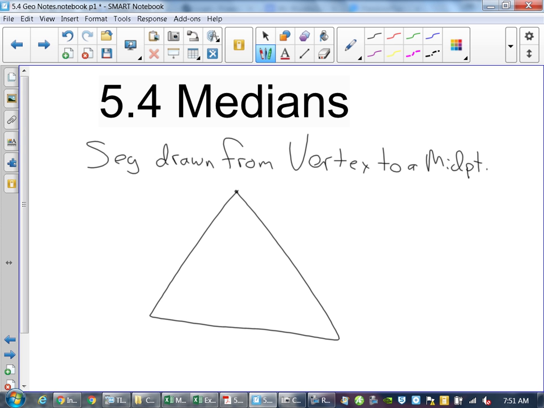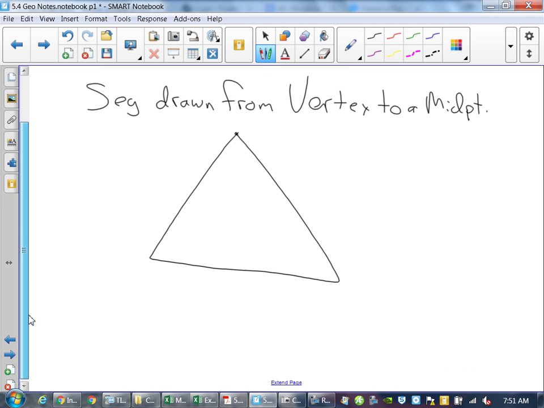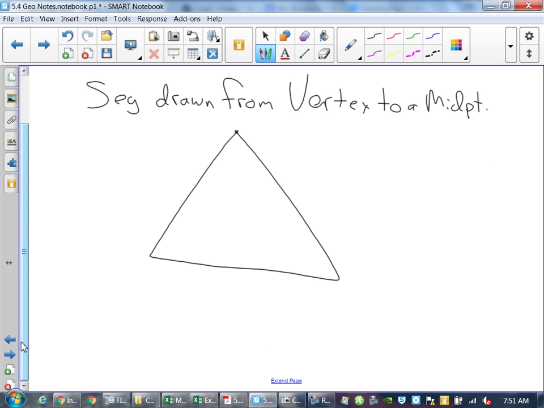There will be how many of these inside of a triangle, do you think? Three, because how many vertices are there in a triangle? Convenient how this works. So the segment drawn from a vertex to a midpoint, so if I guesstimate midpoints here, see how well this works. If I draw these through, it's not too shabby there.